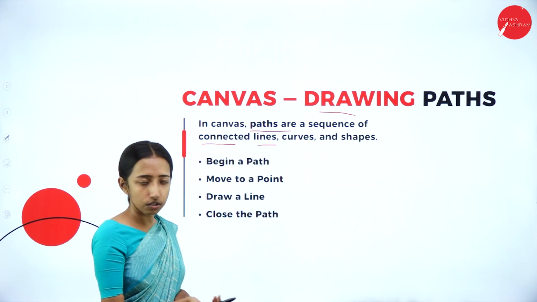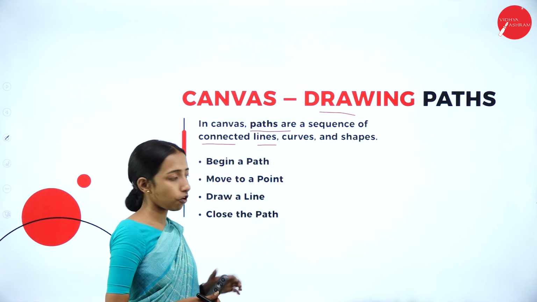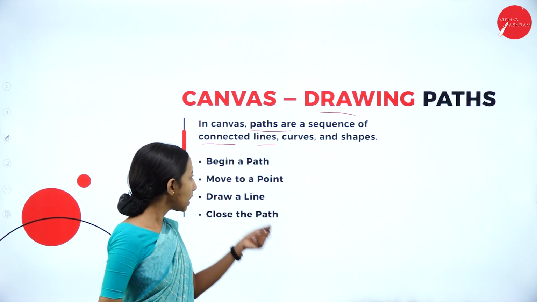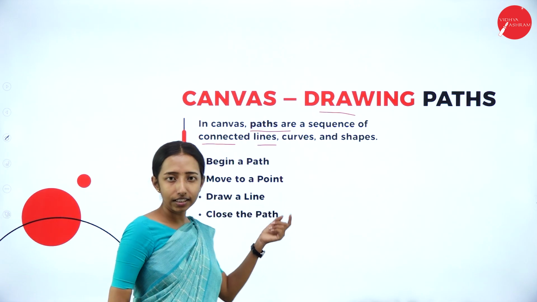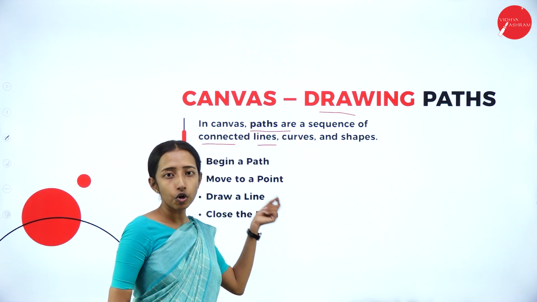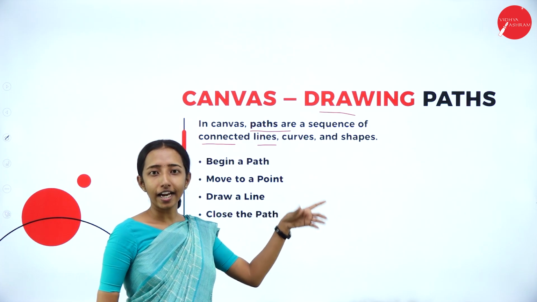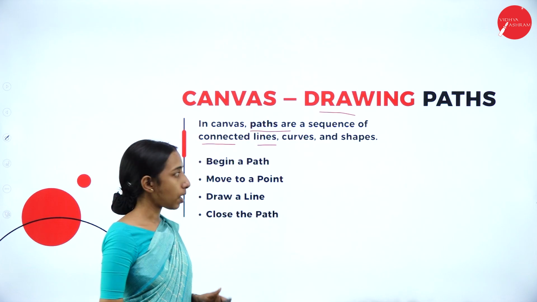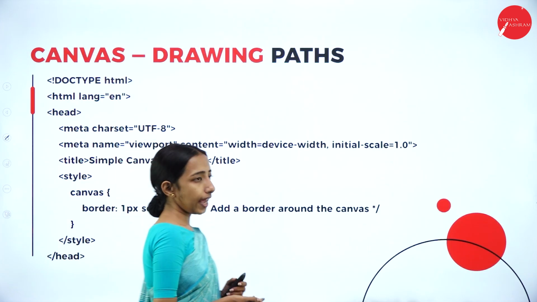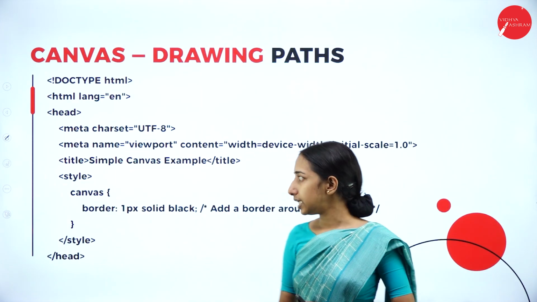To draw that, we will be using different methods. For beginning the path, beginPath; to move the point, we will be using moveTo; to draw the line, we will be using the lineTo method; and to close the path, closePath. So here is an example of how we can draw the path.